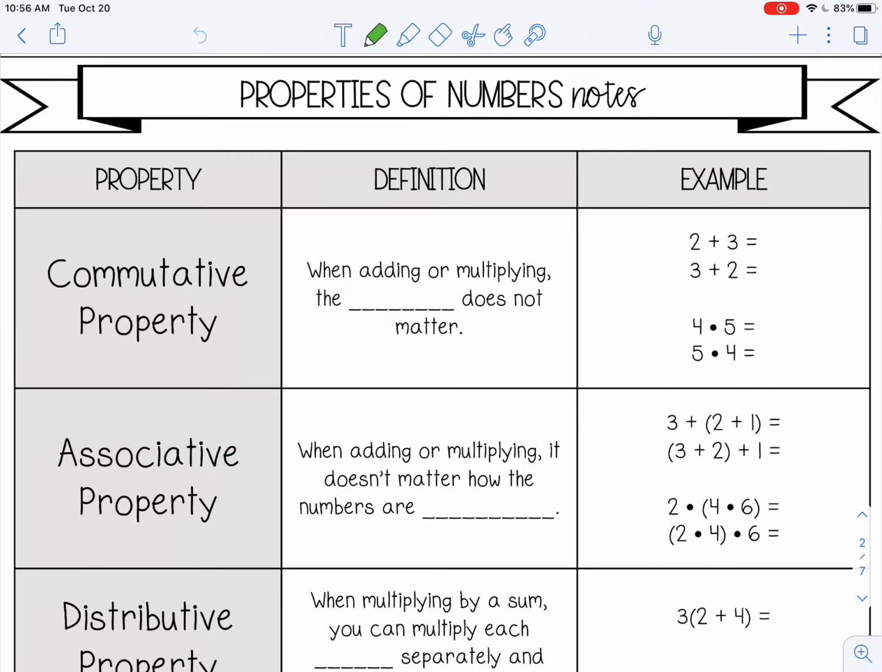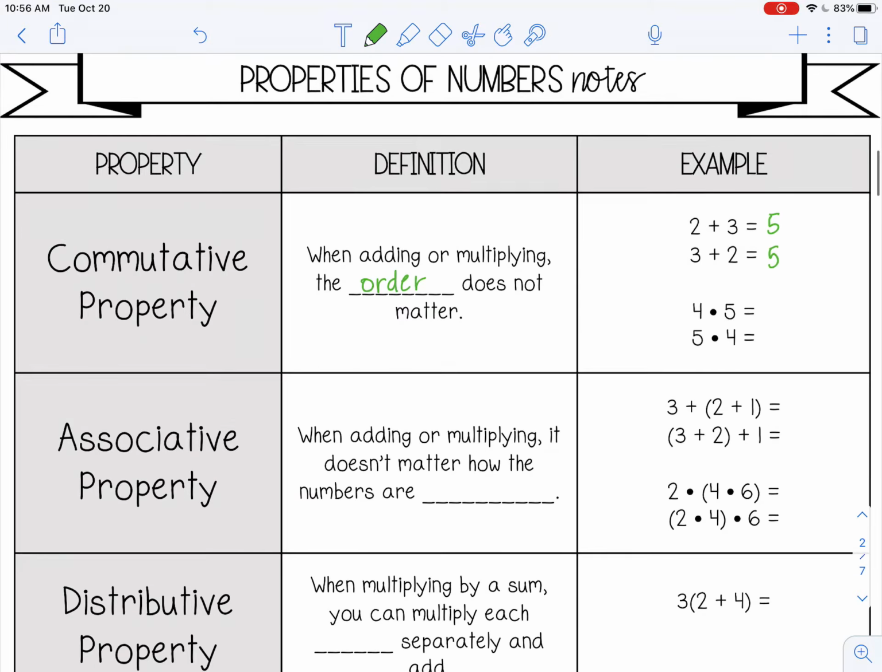So the first one is the commutative property, and that's when you add or you multiply, the order does not matter. So for example, 2 plus 3 is 5, and 3 plus 2 still gives you 5. So the order in which you add does not matter. And the same applies for multiplication. The product of 4 and 5 is 20. And then 5 times 4 is also 20. So the order doesn't matter.